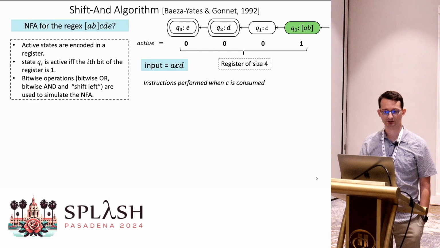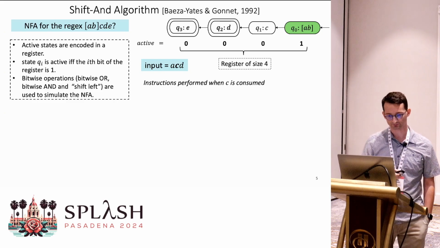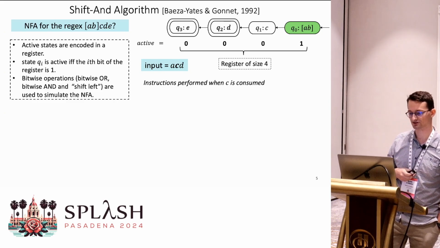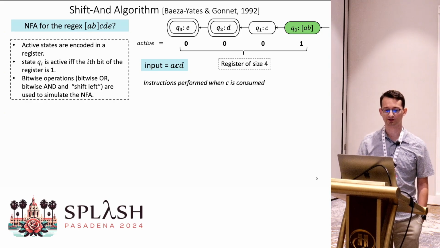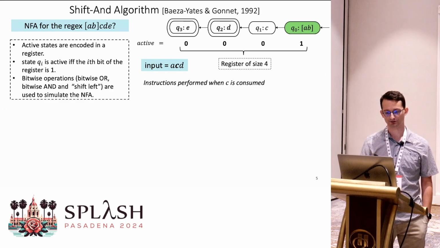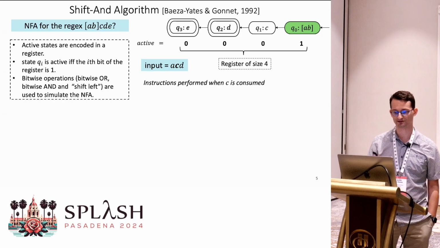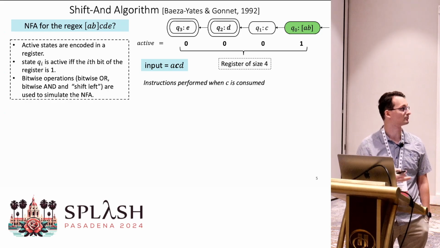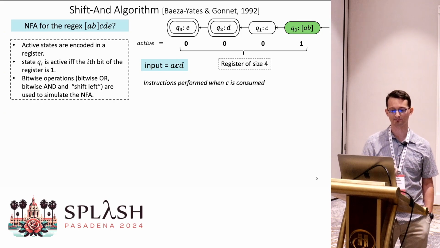So first, let's introduce the Shift-And algorithm on this regular expression here. So we represent the NFA that is created by the Glushkov construction here, and below we have the active states. And the first idea of the Shift-And algorithm is that the active states are going to be encoded in a register. And here the register is going to be of size 4. And if state Qi is active, then we're going to set the ith bit starting from the right at 1. Like for instance here, state Q0 is activated after reading letter A in the input ACD, so we put a 1 below it.